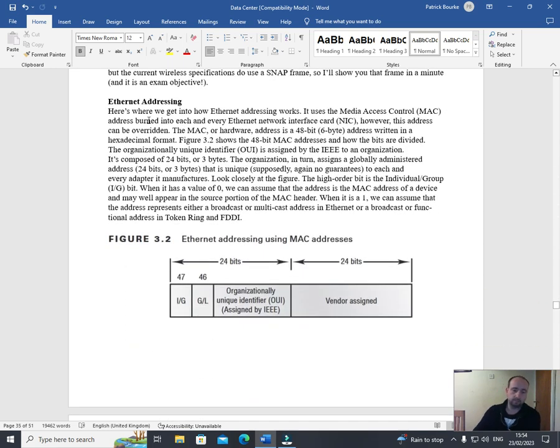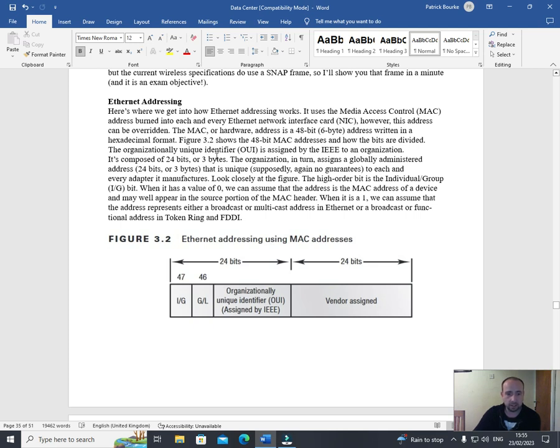Ethernet addressing. Here's where we get into how Ethernet addressing works. It uses the media access control MAC address burned into each and every Ethernet network interface card NIC. However, this address can be overridden. The MAC or hardware address is a 48-bit 6-byte address written in a hexadecimal format. Figure 3.2 shows the 48-bit MAC address and how the bits are divided.